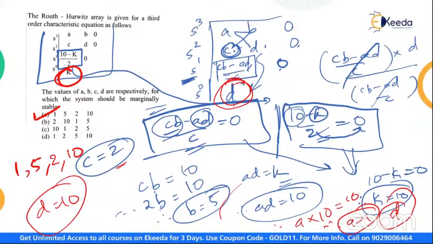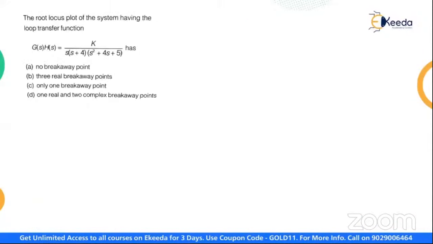Yes. Now the next question, let us see here. The root locus plot of the system having the loop transfer function. Loop transfer function means open loop transfer function. That's it. Loop transfer function which is given. Now they are asking you, it has what? It has no breakaway point, or 3 real breakaway points, or only 1 breakaway point, or 1 real and 2 complex breakaway points. That is nothing but the question.